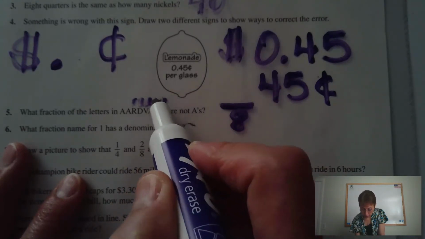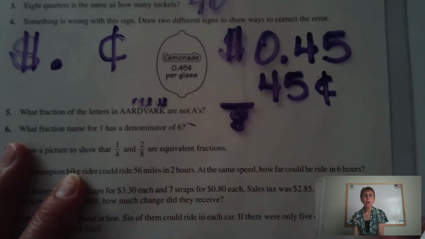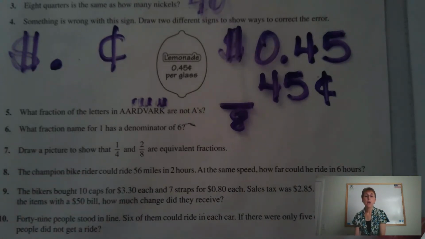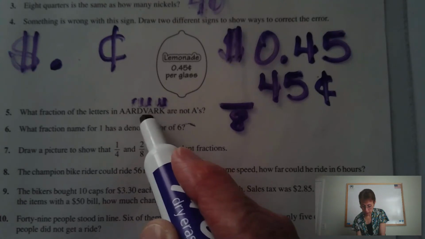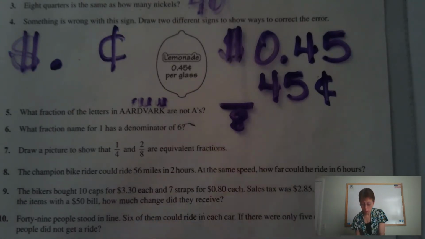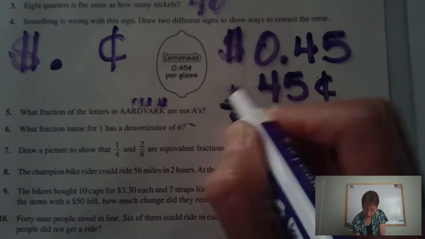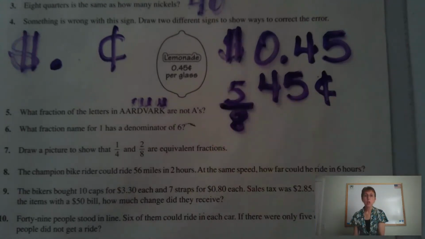I missed another R here. Okay, we have 5 letters that are not A's because you have an R, a D, a V, an R, and a K. So you have 5 letters that are not A's. So 5 out of 8 are not A's.